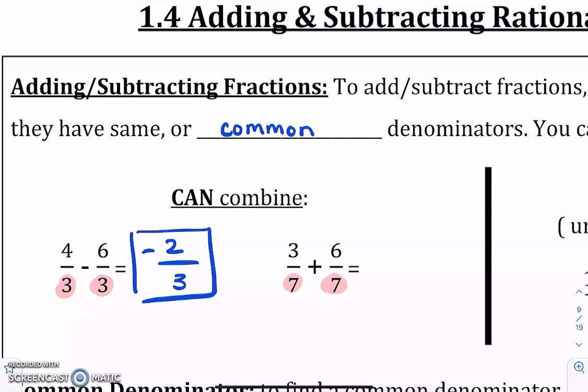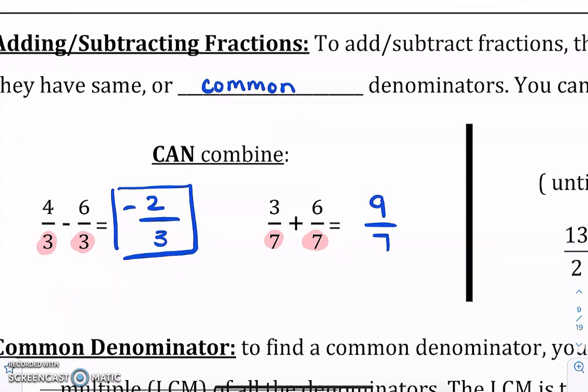For the second one, they're both sevenths. So 3/7 plus 6/7 would give you a total of 9. Keep that denominator. So this would be your single answer, but we're going to write it as a mixed number instead of keeping it as that improper fraction. So 7 goes into 9 once with 2 left. So 1 and 2/7.